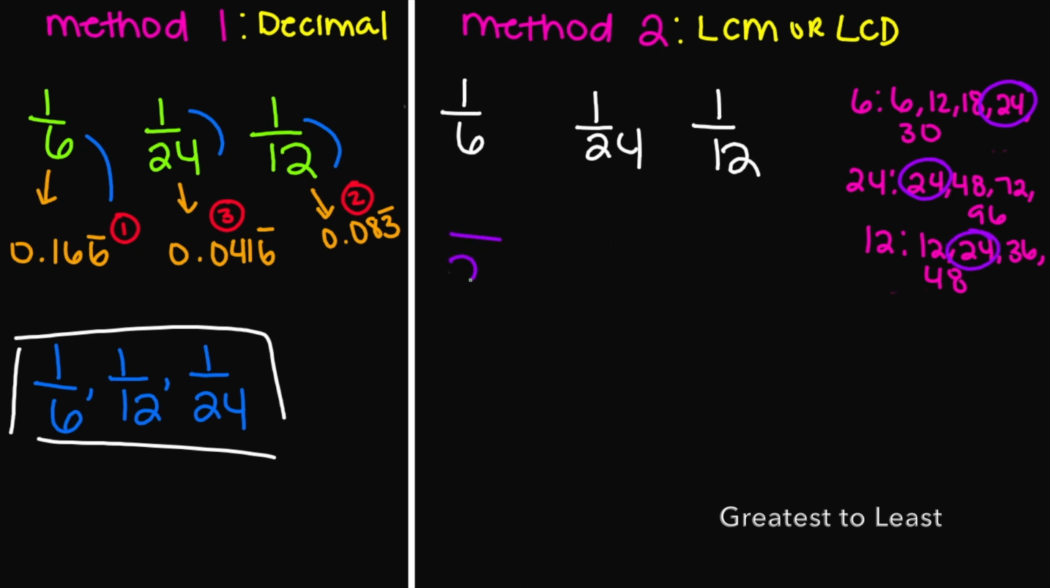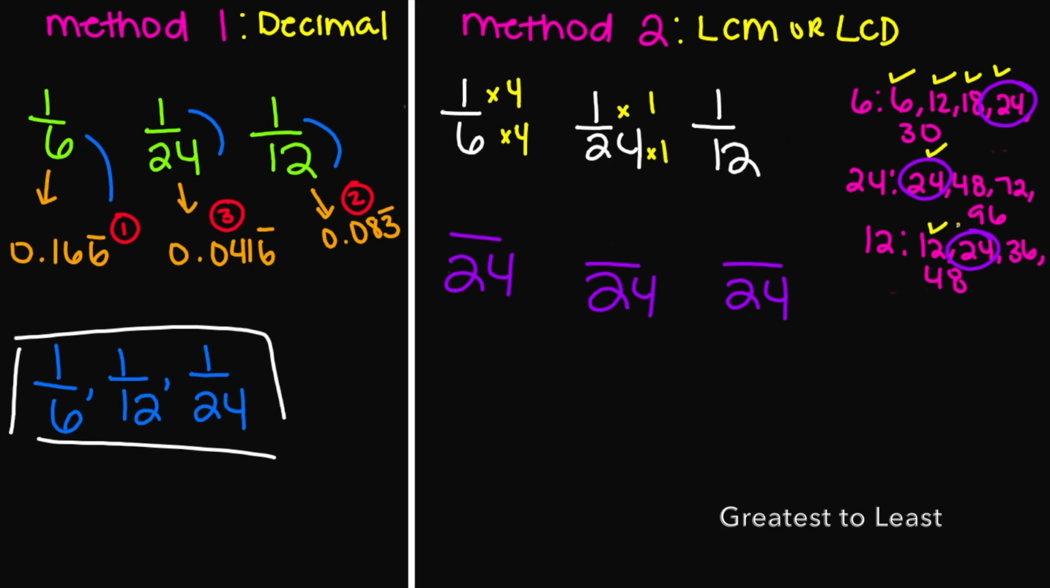So I know we need to get 24 in my denominator. Let's look at my 6. We're going to multiply top and bottom by 1, 2, 3, 4. Top and bottom here is going to be by 4. For my 24, just 1. Just do 1 or just leave it alone. And then for my 12, we have 1, 2, multiply top and bottom here by the number 2.